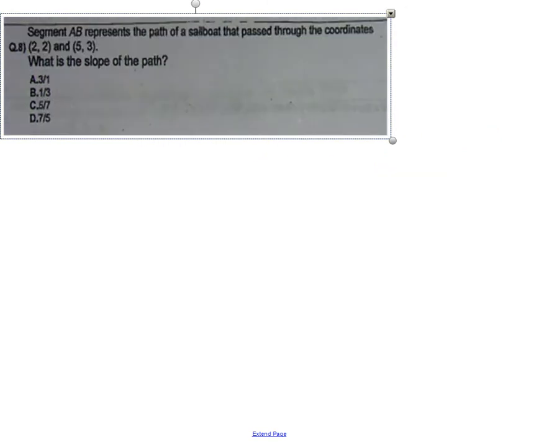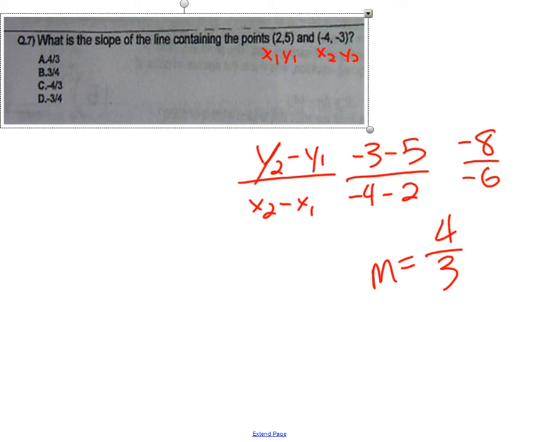Oh, man. Segment AB represents path of a sailboat that passed through the coordinates (2, 2) and (5, 3). What is the slope of the path? So they added a sailboat here, but really, is this any different from that question? No. So again, they try to give you the illusion of real-world situations when in reality, it's saying, what's the slope of those 2 points? Okay? Although now when you play Battleship, you can totally figure out the slope of stuff.